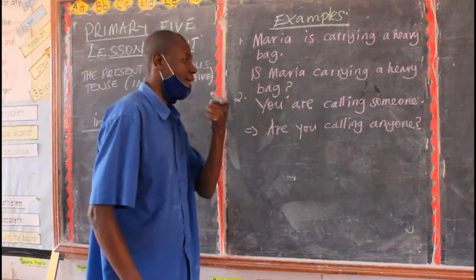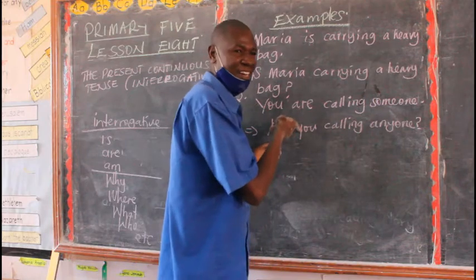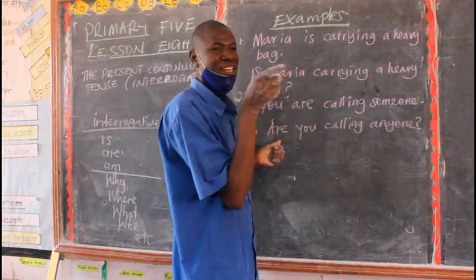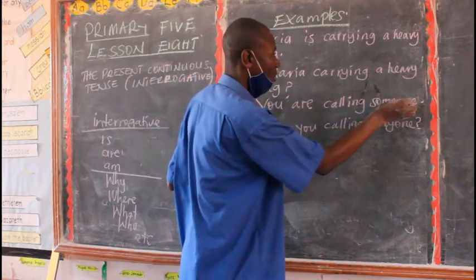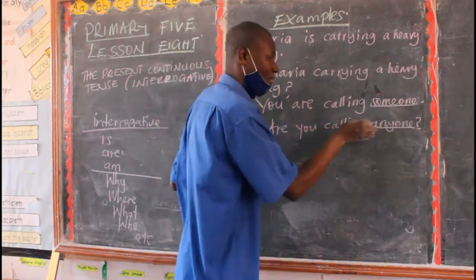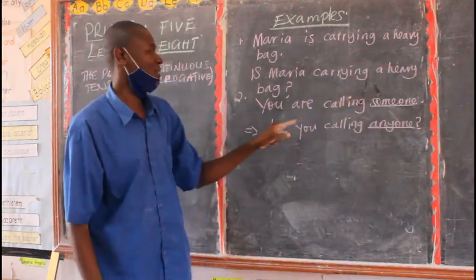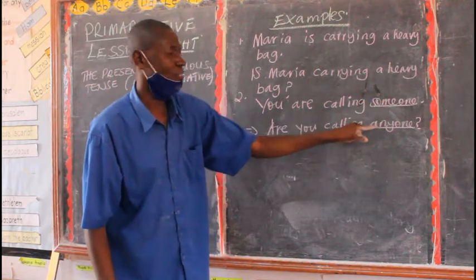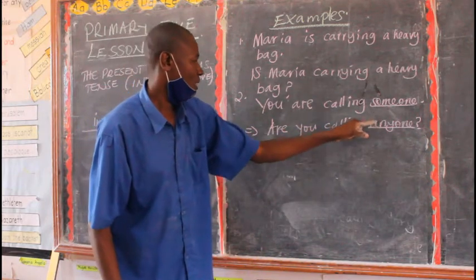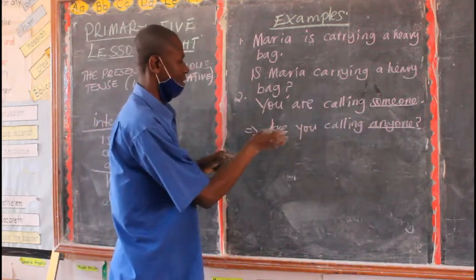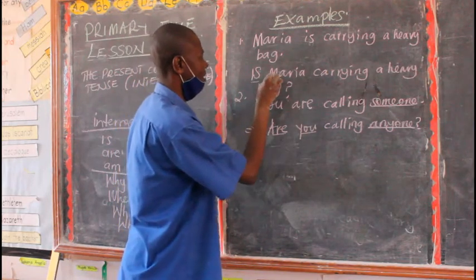Remember the other time I said that when we are using interrogative and negative, we are supposed to use the word any instead of the word some. That is why you are seeing the word someone has changed to anyone, because this is affirmative, and now when we change from affirmative to interrogative, this word some changes to any. So, are you calling anyone? Helping verb are with pronoun you. Helping verb is with the noun Maria.